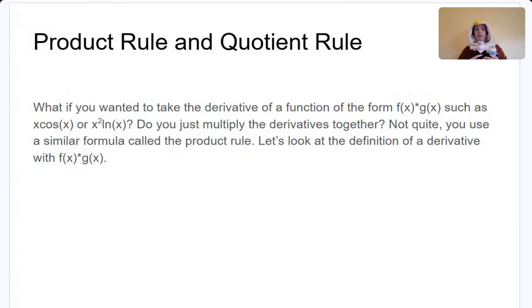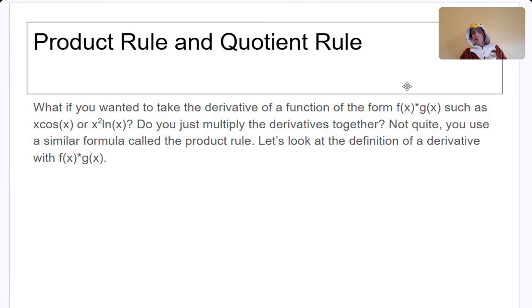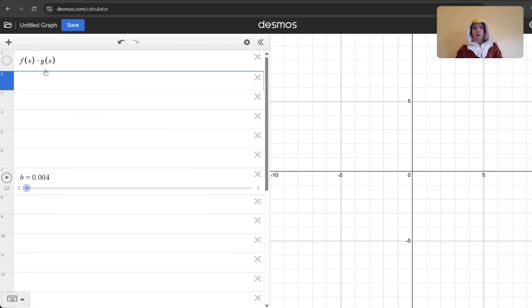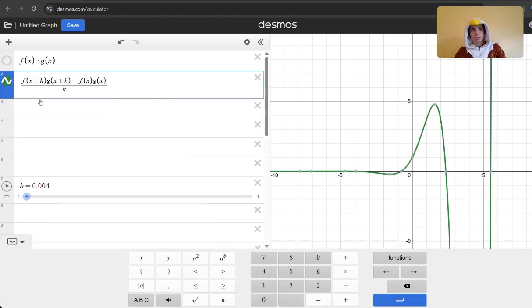Today we're going to be talking about the product rule and the quotient rule. So, if you want to take a derivative of a function of the form f of x times g of x, and if we write out the definition of the derivative, we're taking the limit as h approaches 0 of this function right here.